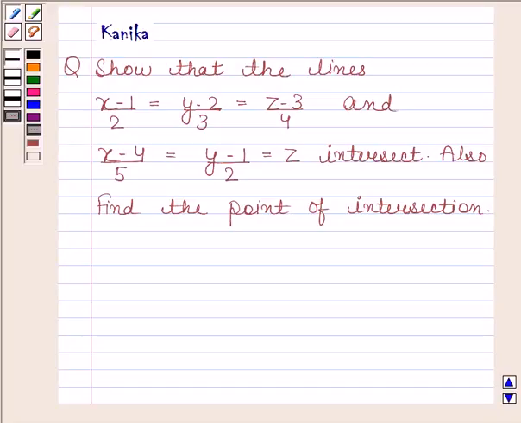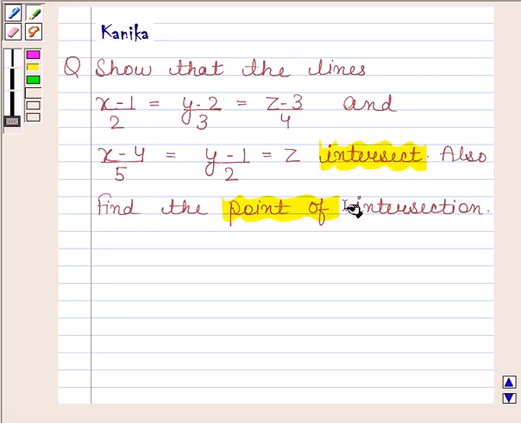Let us discuss the following question. The question says, show that the lines (x minus 1) divided by 2 equals (y minus 2) divided by 3 equals (z minus 3) divided by 4, and (x minus 4) divided by 5 equals (y minus 1) divided by 2 equals z, intersect. Also find the point of intersection. Let's now begin with the solution.